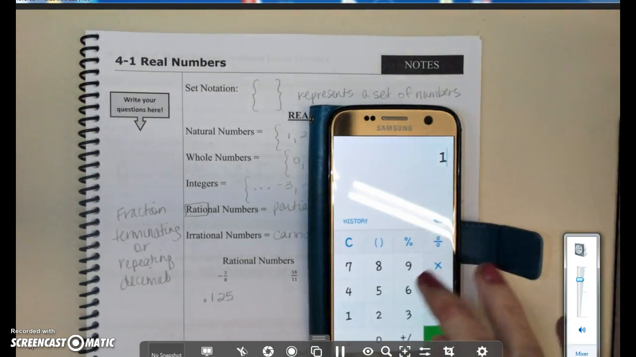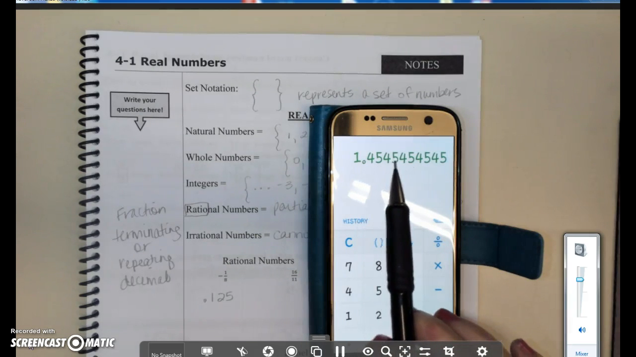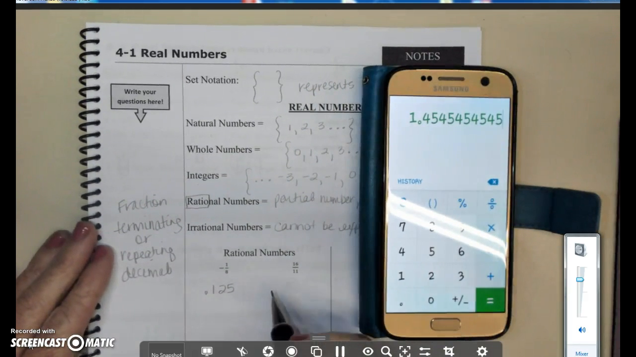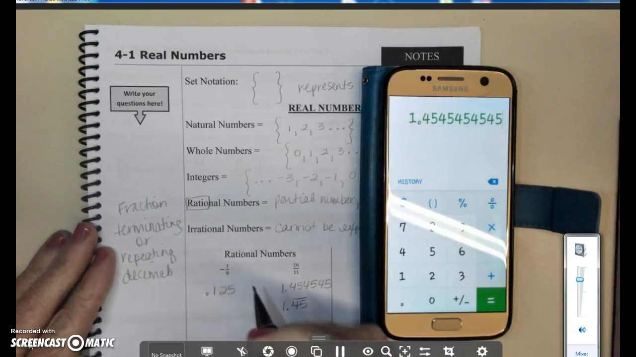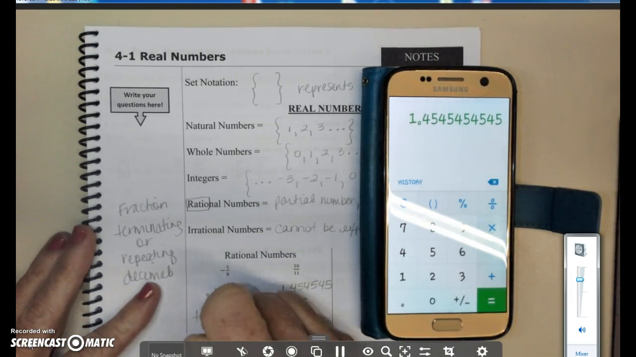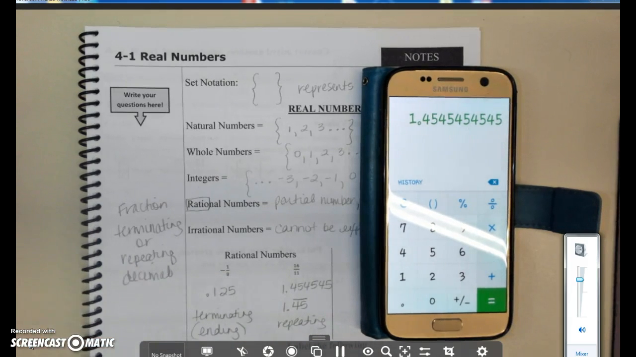Let's try 16 divided by 11. Okay, so there you've got 1.454545. So that is what we call a repeating decimal. So that's 1.4545, and on. That never stops. So the way we would write that is 1.45 with that bar over the top. So this is terminating, just so you understand the difference. It's ending. Terminate means end, right? And this is a repeating decimal. So either of those will show you that you have a rational number.